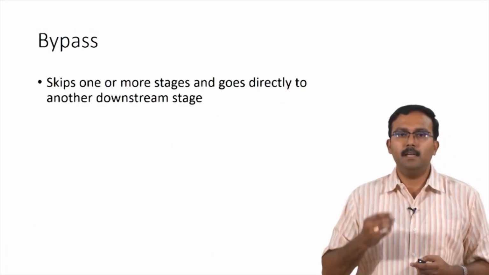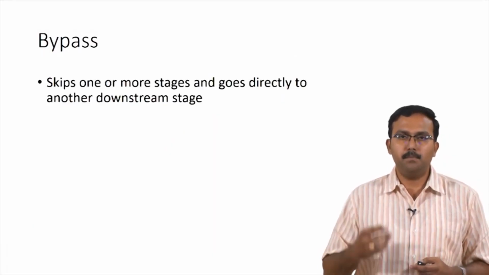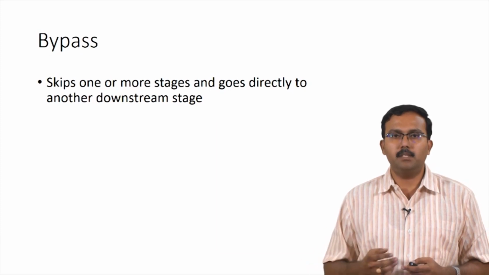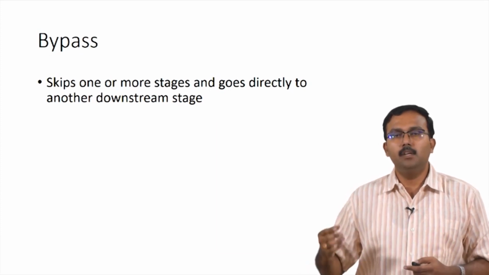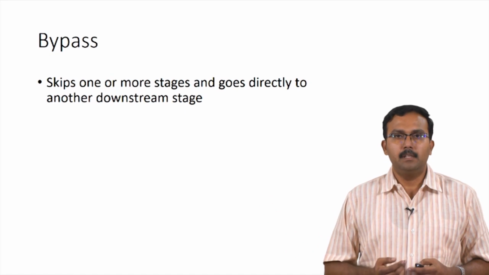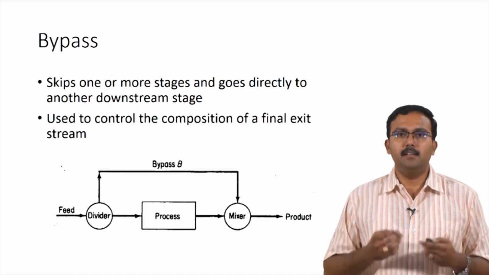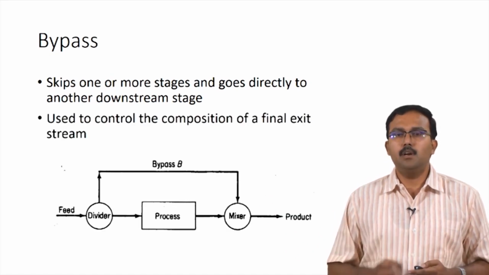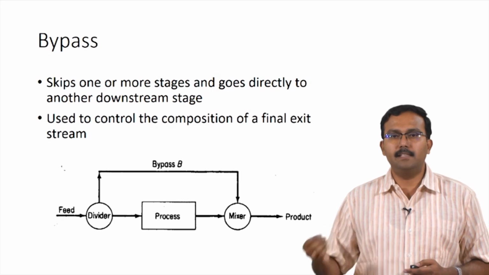So, the term is similar to what you would think of from a literary standpoint. Bypass is basically bypassing a process. So, that is what it is. Bypass is when you have a stream which skips one or more stages in a process and goes directly to a process down the line. This is called bypass, and this is primarily used to control the composition of a final exit stream.